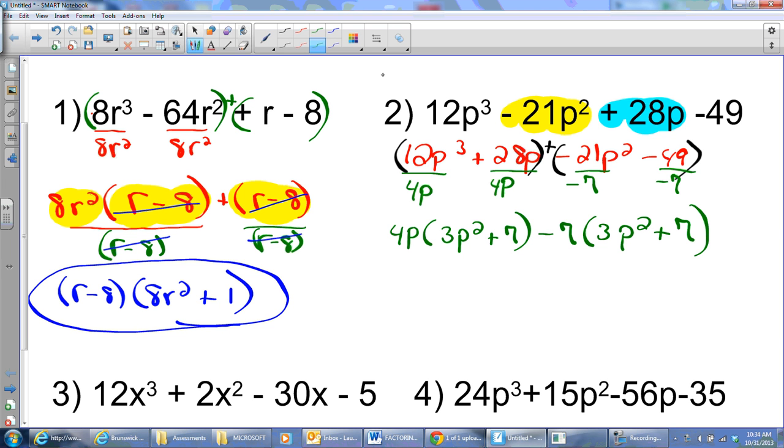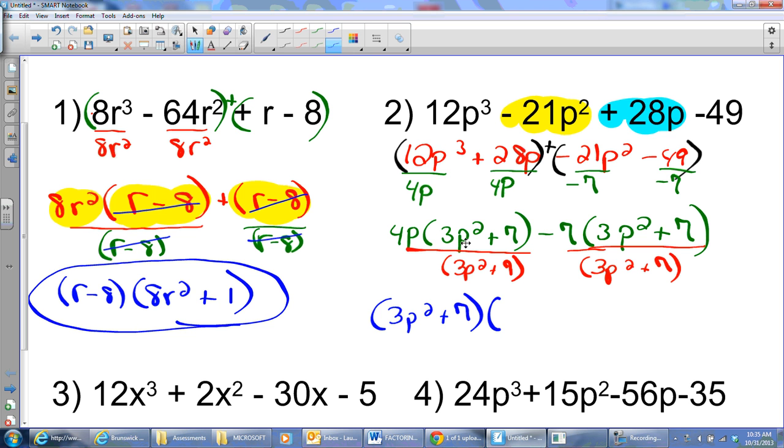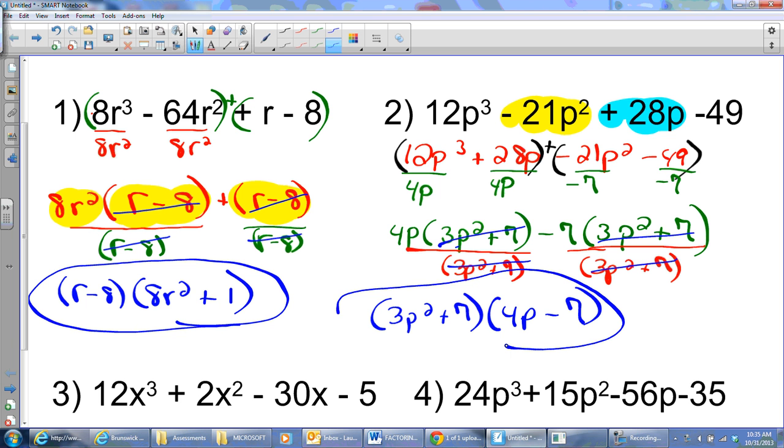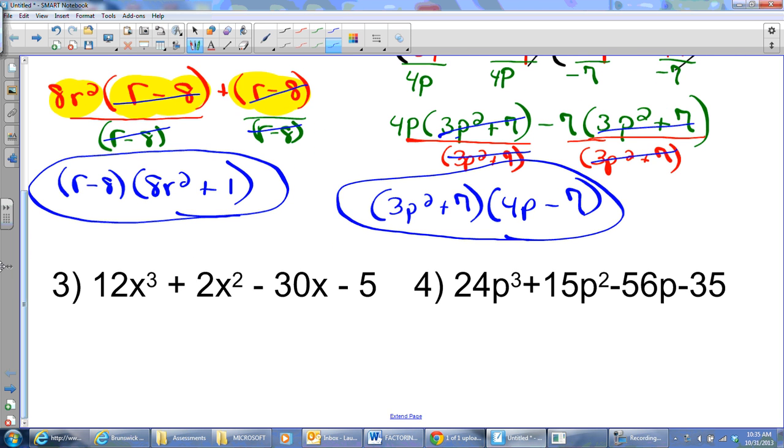So I once again will factor out the GCF, and in this case it'll be this quantity, 3p squared plus 7, and over here will be 3p squared plus 7. And I'll pull out the 3p squared plus 7, and here these will cancel, leaving me with a 4p, and here leaving me with a negative 7. Okay. There you go. All right, pretty easy stuff.